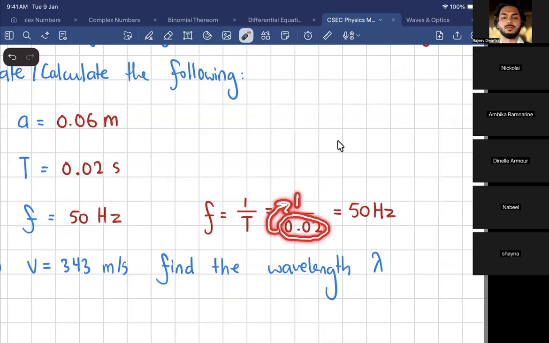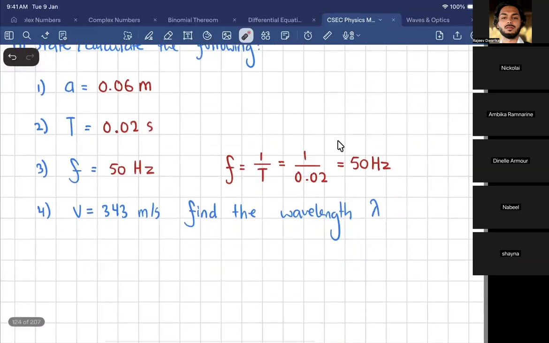In 1 second. Right, you put it over one. That's how it works. And you get 50 hertz. So that is telling you, okay, in 1 second, you're going to have 50 oscillations. In 1 second, you're going to have 50 oscillations. Make sense? All right.